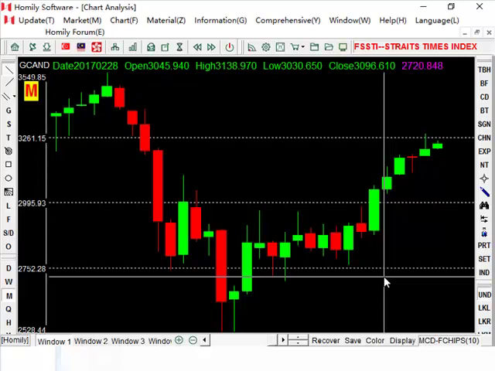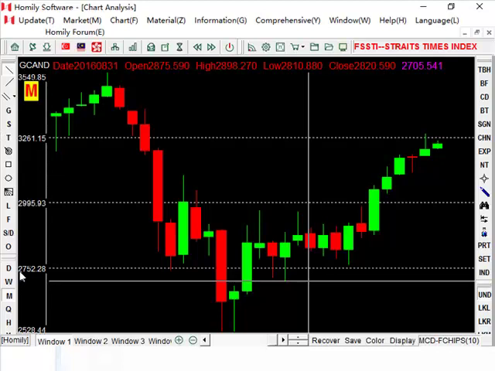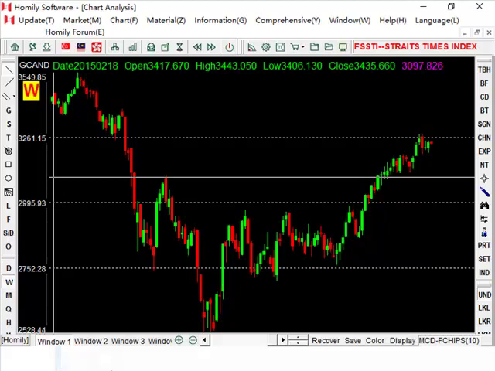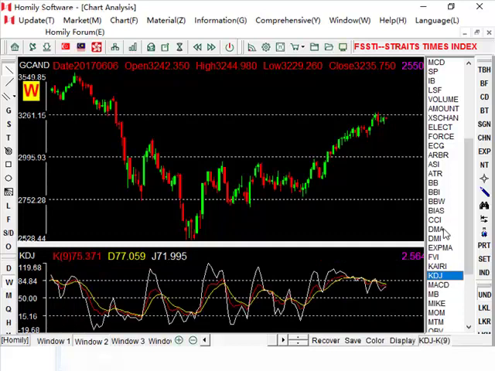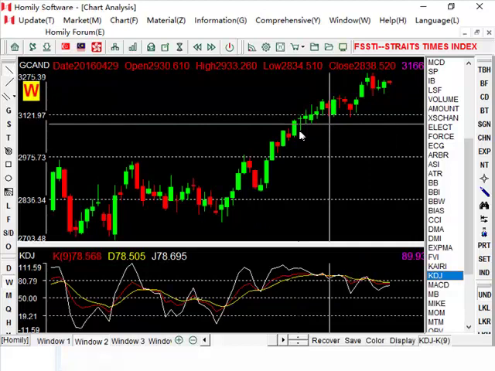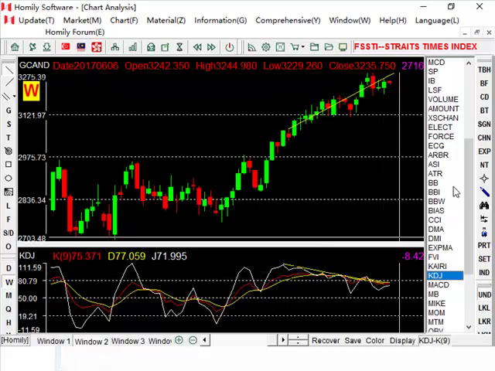Okay, so this is the monthly chart. Let's see the weekly chart. In the weekly chart, we can see the market is still in an uptrend. Then let's see the KDJ indicator. The price high is higher, but we can see the KDJ high point is lower. So this is the top deviation. If you have some stocks, you should pay more attention. If the J line crosses downward, you should know the price may have some retracement. Okay, so this is the weekly chart.